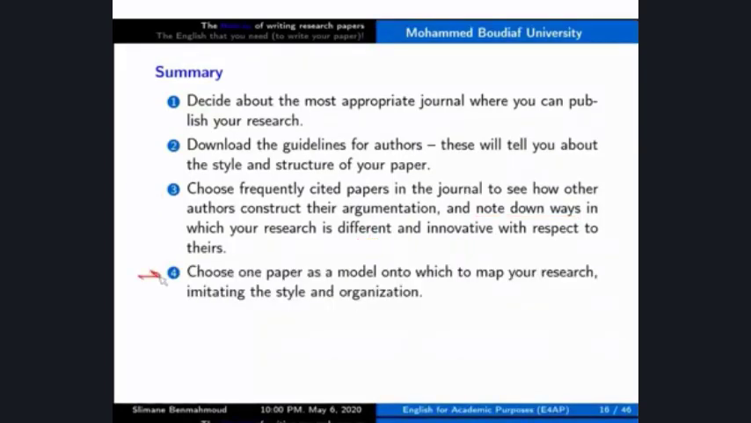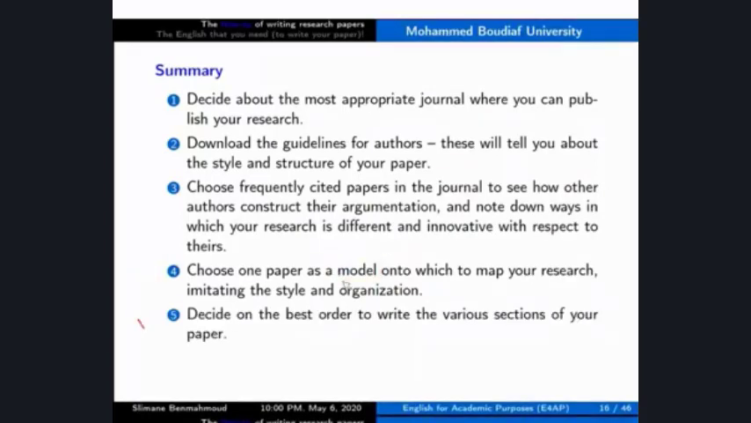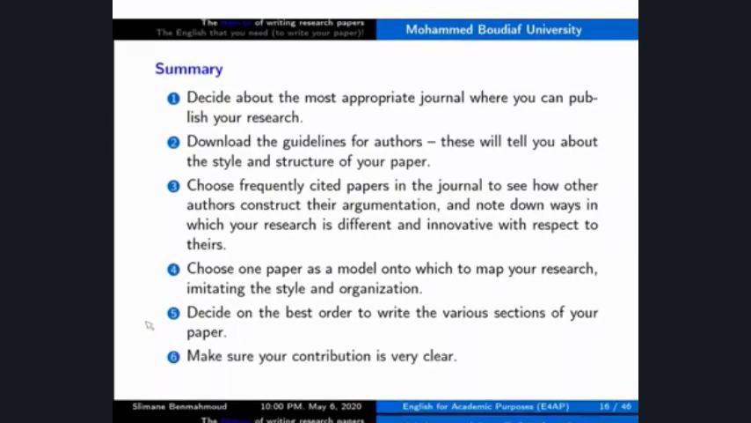Four, choose one paper as a model onto which to map your research, imitating the style and organization. We are here talking about the model paper that you have to choose to follow, which is a very, very interesting procedure. I have used to do so. Well, five, decide on the best order to write the various sections of your paper according to what is suitable for you.